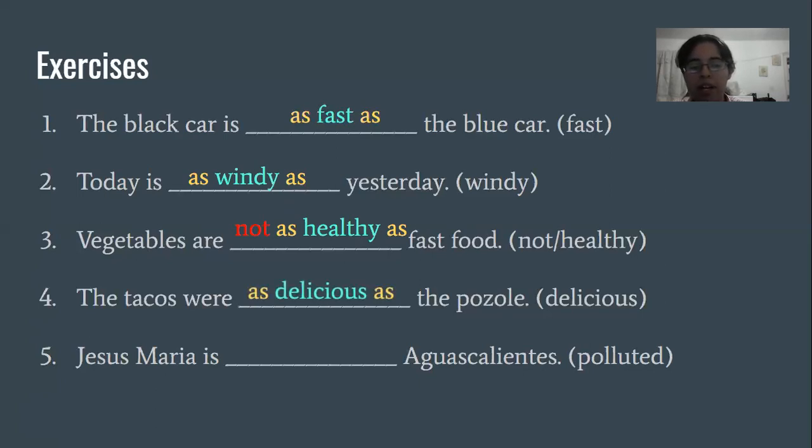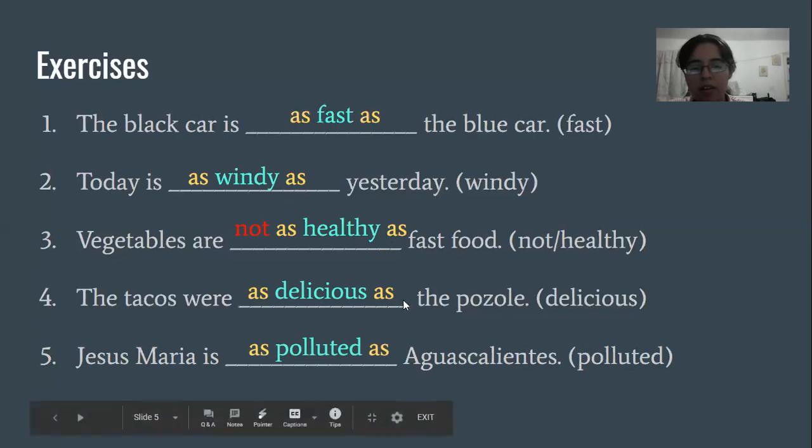And the 5th one, Jesús María is Aguascalientes polluted. So it would be Jesús María is as polluted as Aguascalientes. Here, all of them are the same except for this one. This one would mean that it's different.